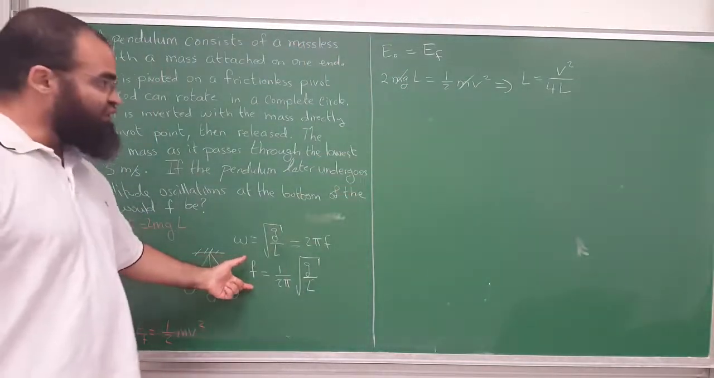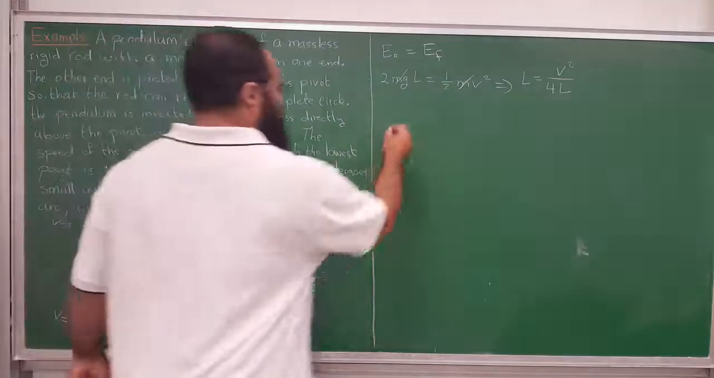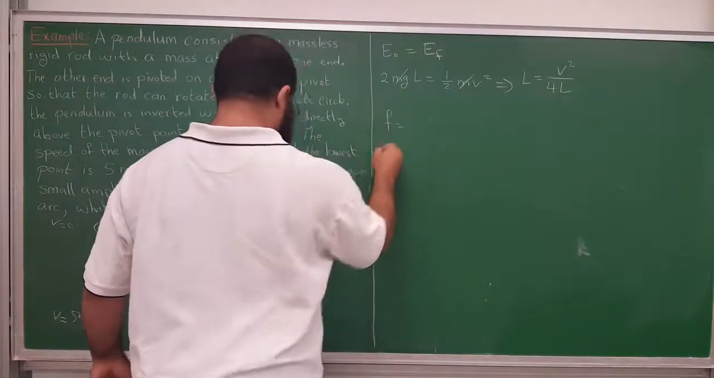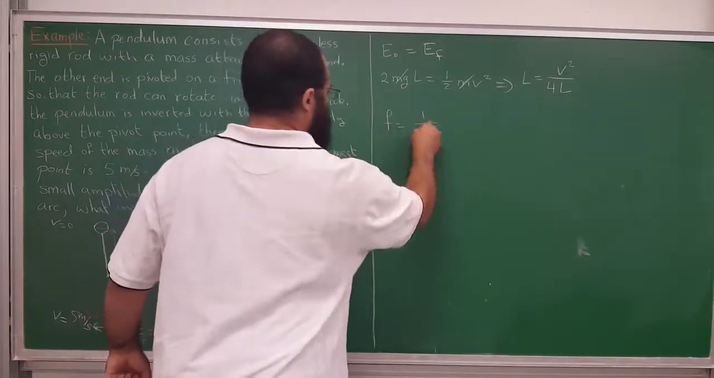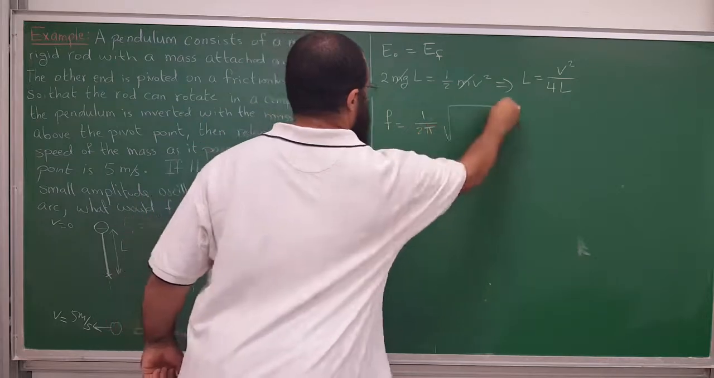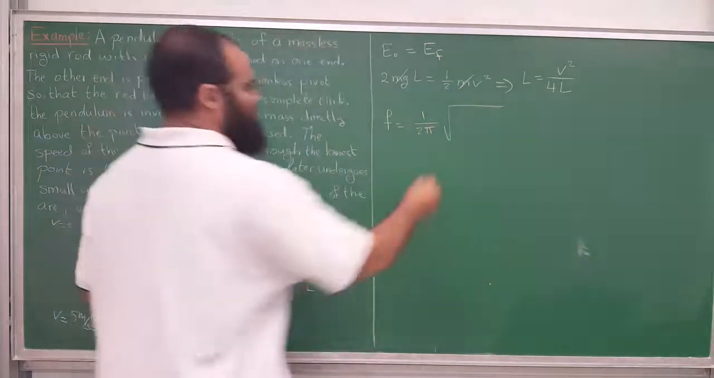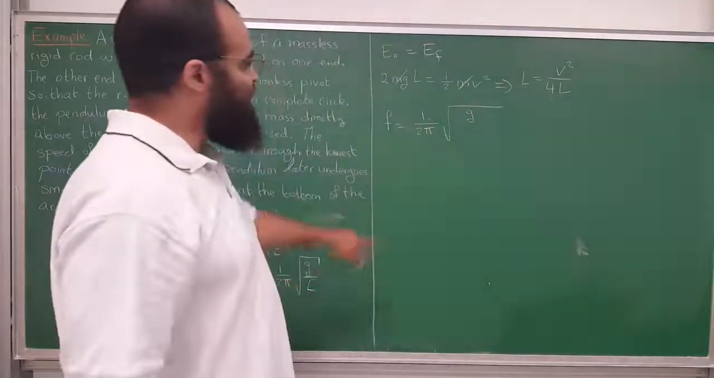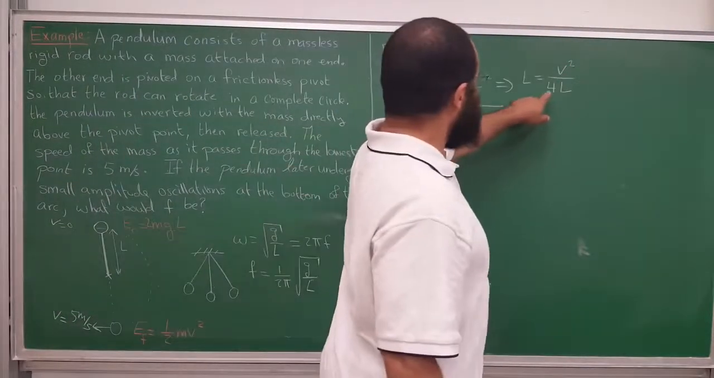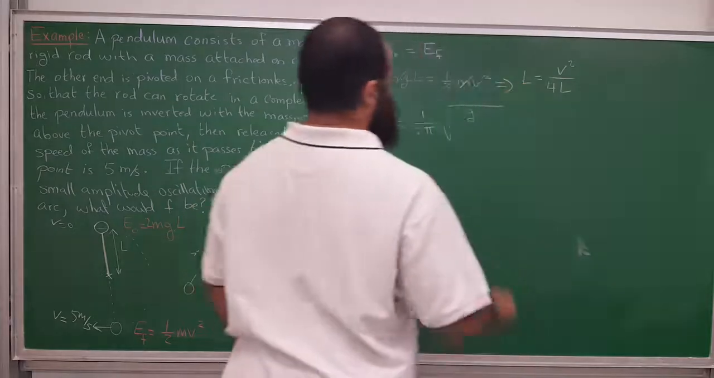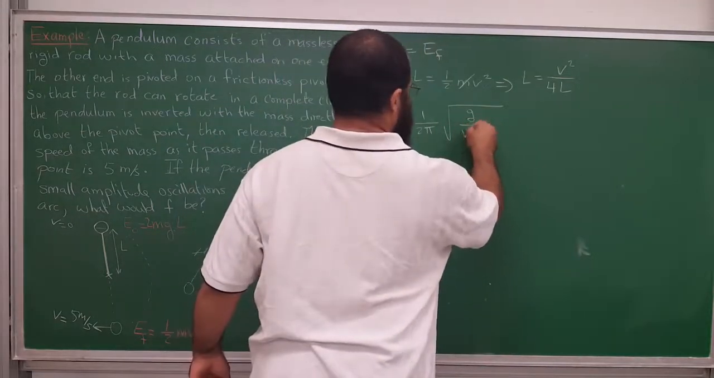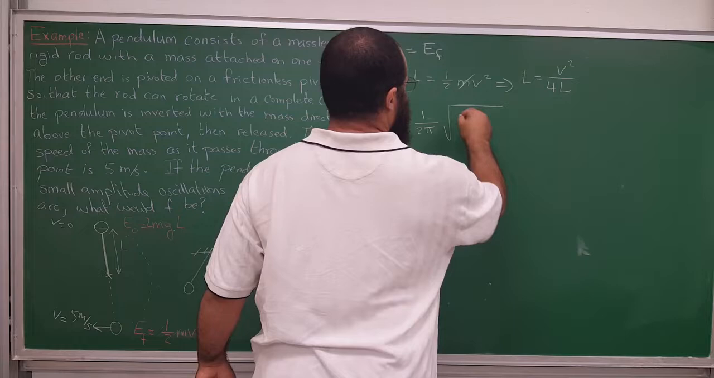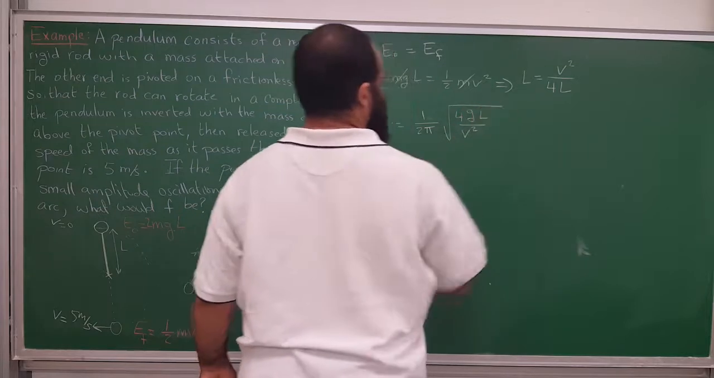Then we have the frequency, so we go here and plug it in. We have the frequency equal to 1 over 2 pi times the square root of g over L. When we divide by L, it's like multiplying by the reciprocal, so the v squared comes on the bottom, and the 4g comes on top.